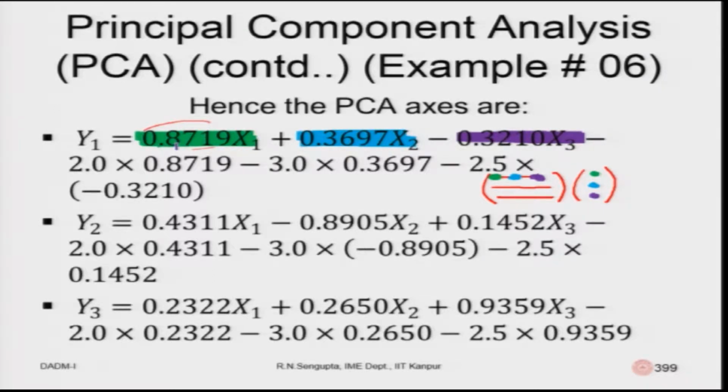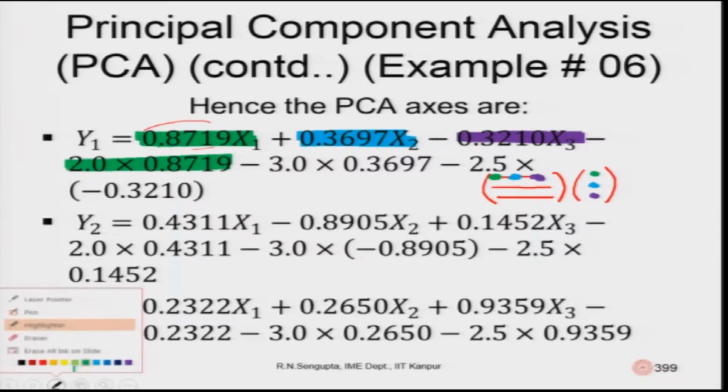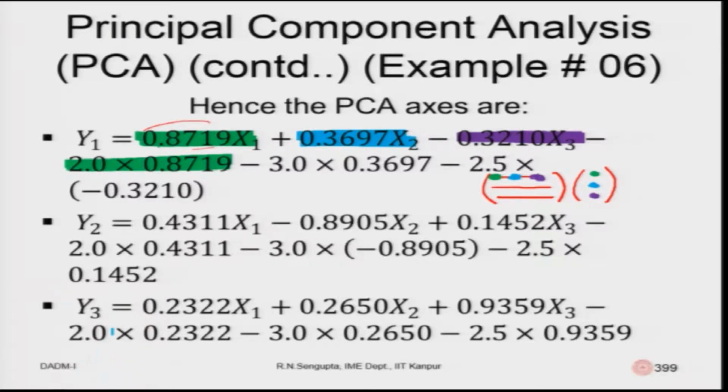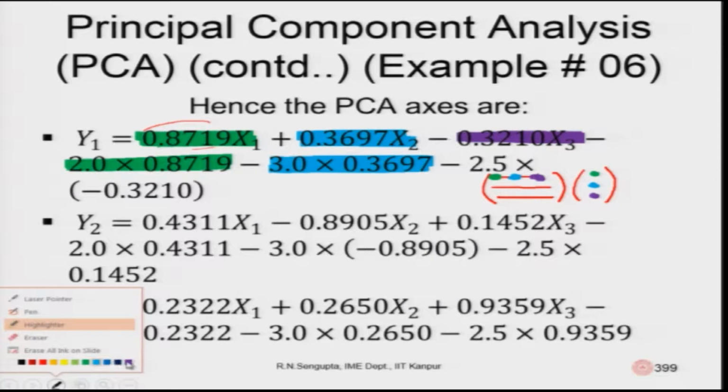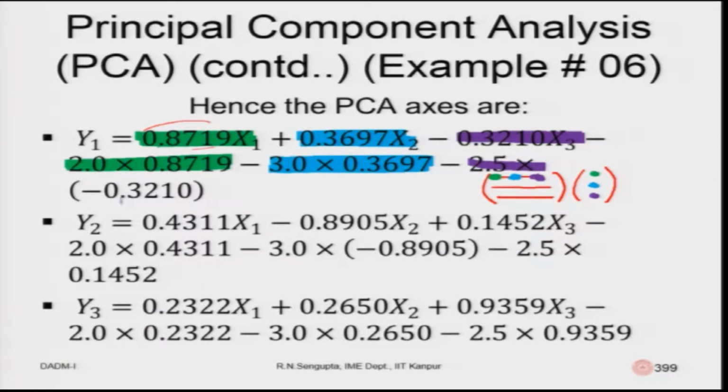So, obviously, the second part being this one, second part of the first, the second part of the second, second part of the third. So, this value of 2, which I am not going to highlight anymore, the value of 3 and value of 2.5 are the respective mean values of x1, x2 and x3.